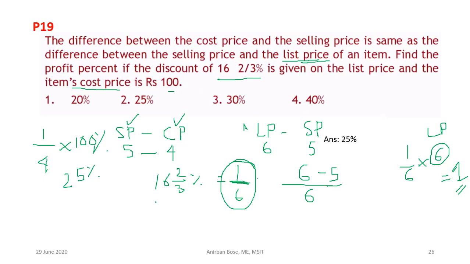So it's a very simple problem. Just express this percentage as a fraction, 1 by 6, and then consider some multiple of this 6 as the list price. Then you find what the discount is, so you know what the sell price is. Then you find the cost price because this difference is the same, and if you know sell price and cost price, you can easily find the profit percentage. So the answer is 25%.